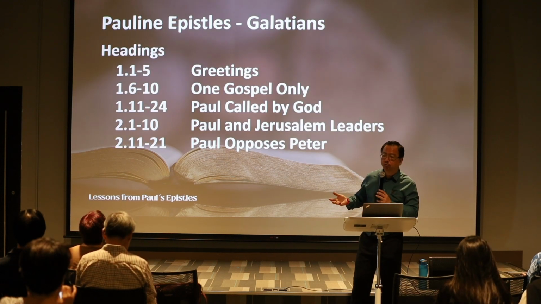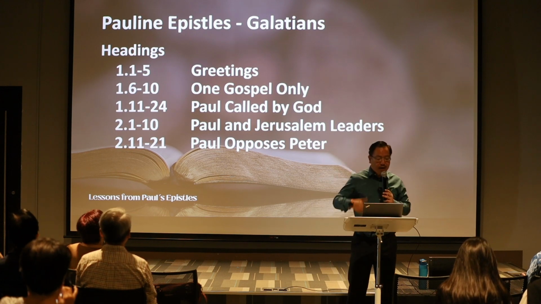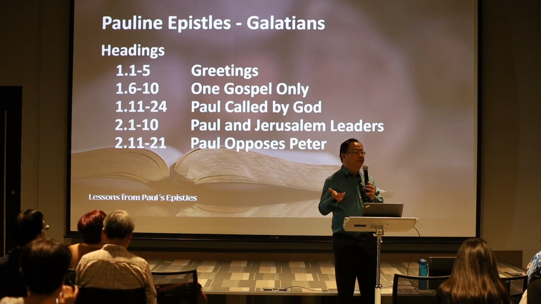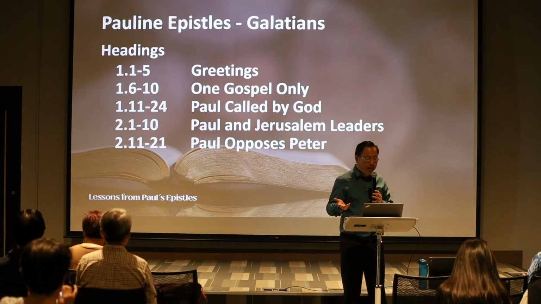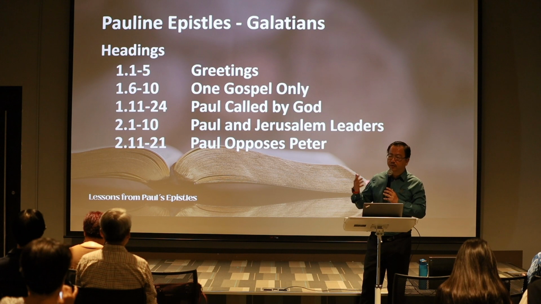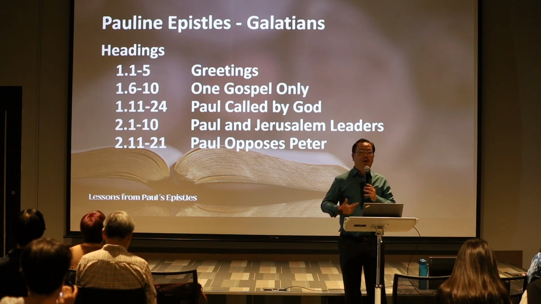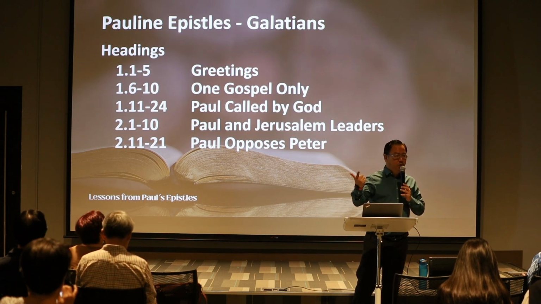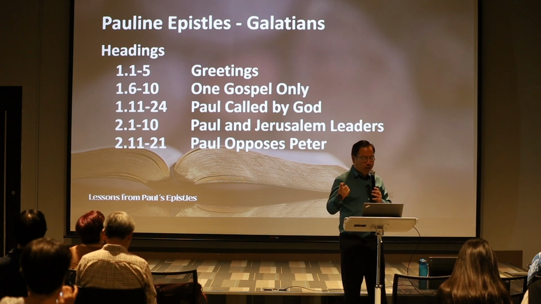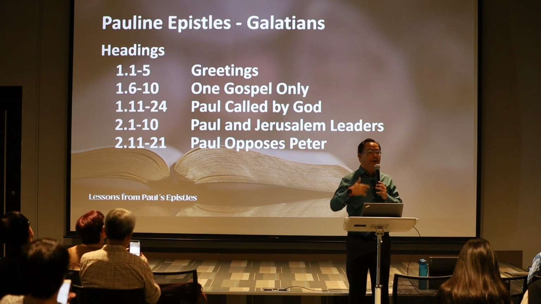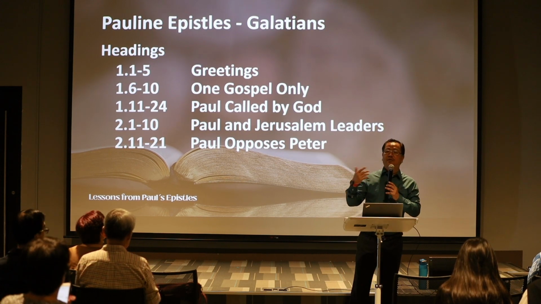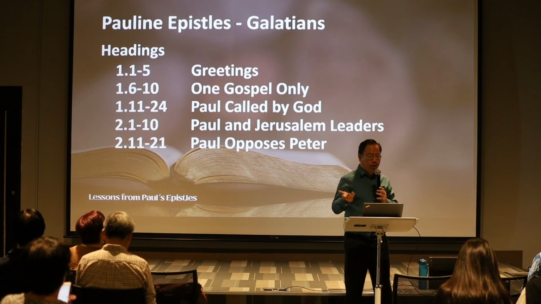Now, in chapter 1, chapter 2, this is a set of headings. Chapter 1, verse 1 to 5 is some greetings. Paul writes greetings to the churches of Galatia. And then in chapter 1, verse 6 to 10, he talks about there's only one gospel. And then in verse 11 to 24, he talks about how he's been called by God, how God has revealed the message, the gospel, to him.